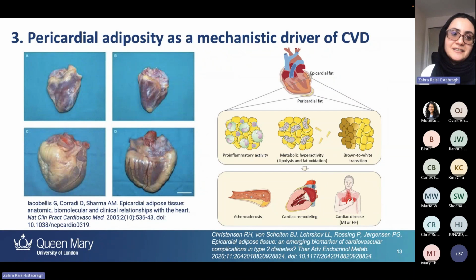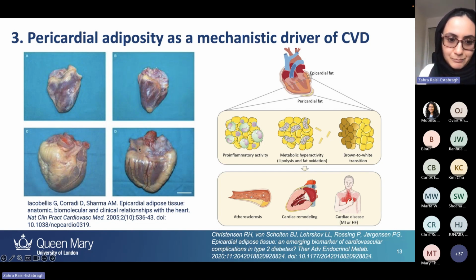And thirdly, I want to share with you a story around using imaging as a method to better understand disease mechanisms. And for this, I want to talk to you about pericardial adiposity. This is something that we became very interested in because of really interesting mechanistic and biologic work that was being generated in this area. Pericardial adiposity or pericardial fat refers to these deposits of fatty pockets around the heart that are sort of hugging the heart.